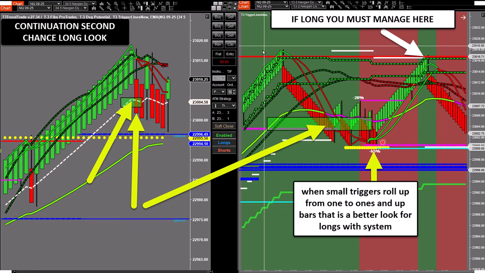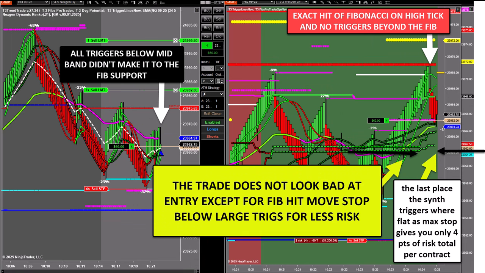And small triggers rolling up, especially from an area, that's pretty much the best spot where you've got the least amount of risk and the most amount of reward potential to trade back into trouble. We're going to take a look at a lot of different slides here, and this is a system trade that happened. I don't remember what day this was, but it doesn't matter. They're all the same. The rules were true.